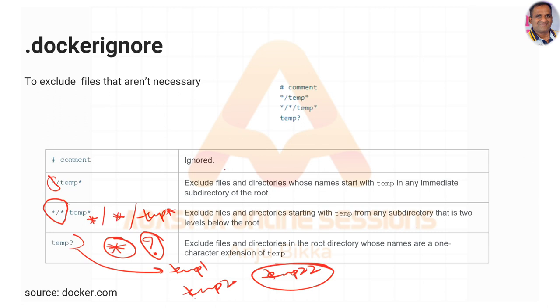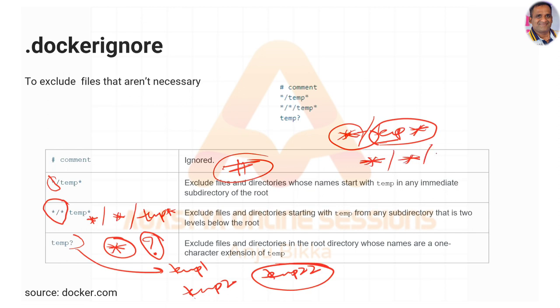So at the end, comments are ignored. Anything which is starting with temp followed by star means temp1, temp2, temp any name, and one level down, subdirectory, then two levels. temp*, okay, starting with the temp root directory and two levels down, and again one character if you want to specify temp?.